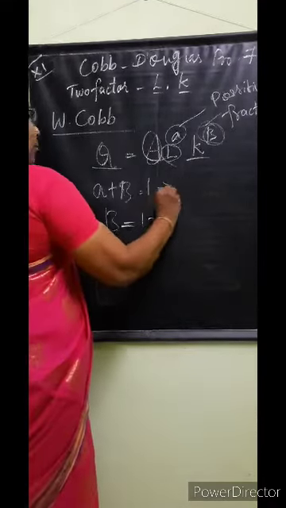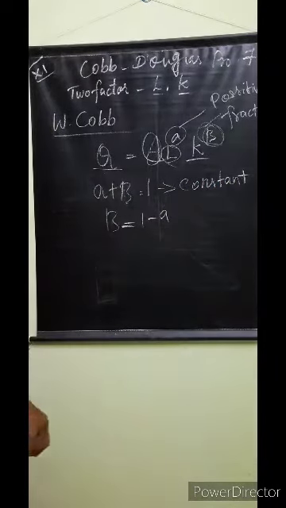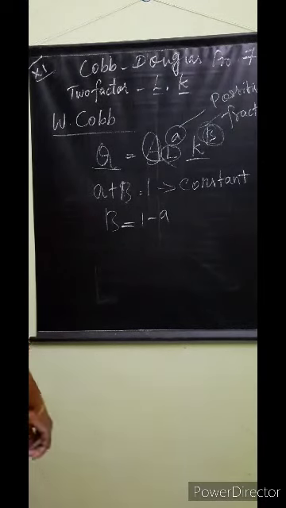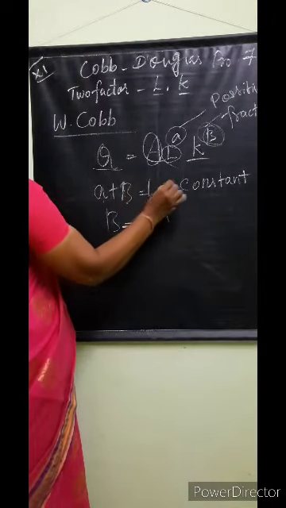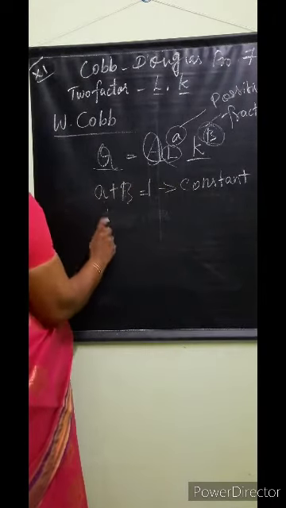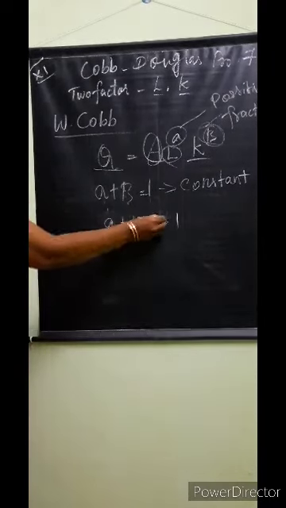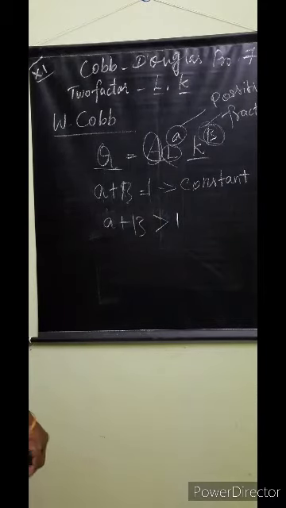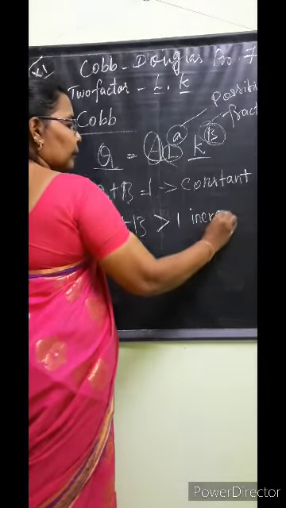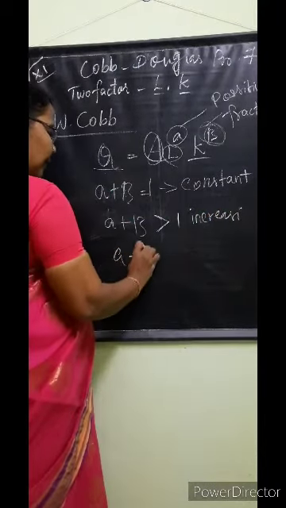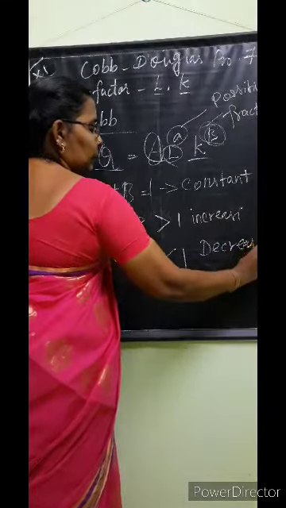Alpha plus beta equal to 1 means constant returns to scale. Already we have studied increasing returns to scale, constant returns to scale, decreasing returns to scale. If alpha plus beta is equal to 1, it is constant returns to scale. If alpha plus beta is greater than 1, it is increasing returns to scale. If alpha plus beta is less than 1, decreasing returns to scale.